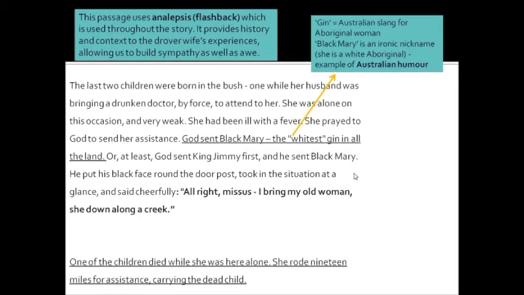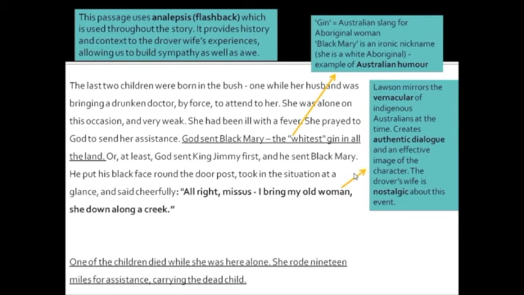So you will then notice the dialogue of the Indigenous man that is mentioned here, King Jimmy, mirrors that of his own vernacular. One of Lawson's characteristics of his writing is to mirror what the vernacular was like at the time he wrote this. So at that time, Indigenous Australians spoke in this manner. So it creates a sense of authenticity, and we get a really effective image of that character.